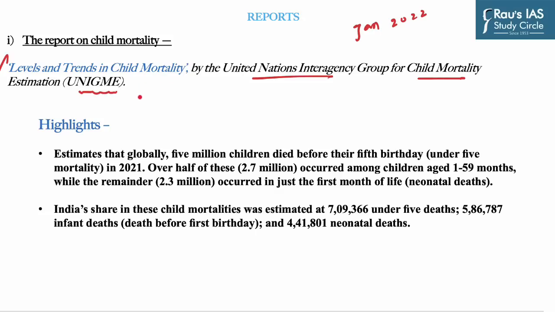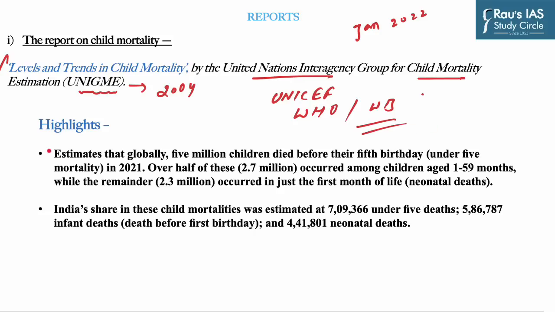What is UNIGME? It was formed in the year 2004 to share data on child mortality, improve methods for child mortality estimation, report on progress toward child survival goals, and enhance countries' capacity to produce timely and properly assessed estimates of child mortality. UNIGME is led by the United Nations Children's Fund, that is UNICEF, and it also includes the World Health Organization, the World Bank Group, and the United Nations Population Division of the Department of Economic and Social Affairs as full members.